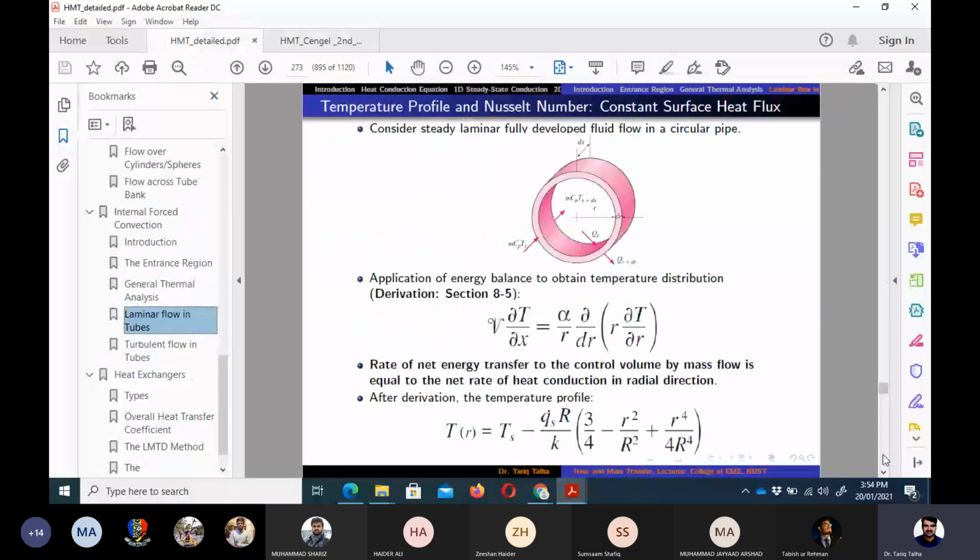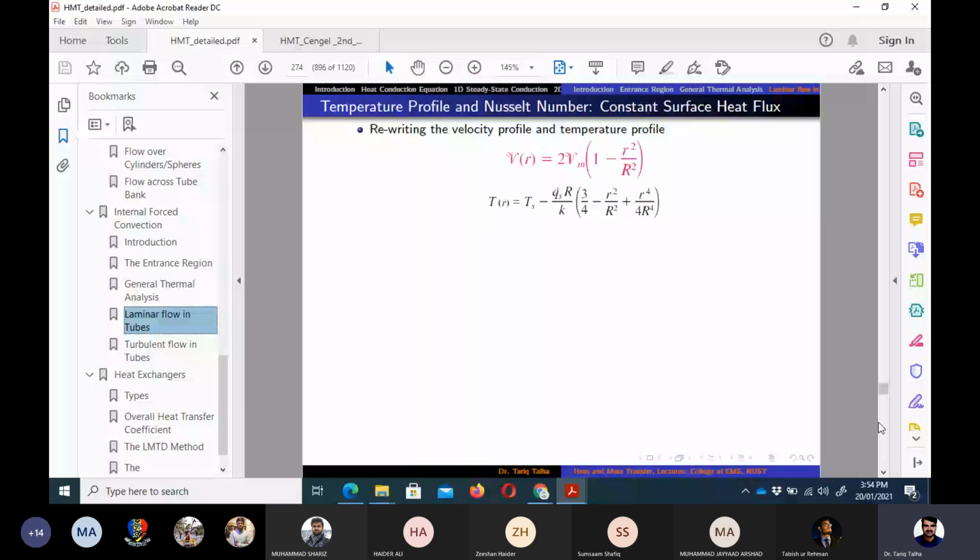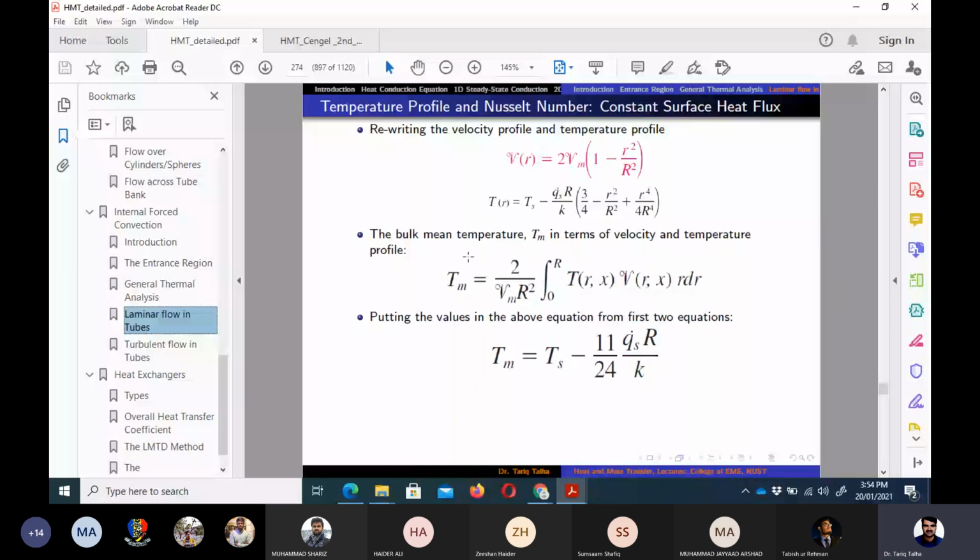So the velocity profile we have written, the temperature profile we have written here. Now the mean temperature is 2 upon Vm R square, T of r into V of r into r dr. For thermally fully developed flow, the x dependence wouldn't be there, there would be only dependence upon the radial direction. So if we put these values here, do the integration and simplify, we get Tm is equal to Ts minus 11 divided by 24 q dot s r upon k.